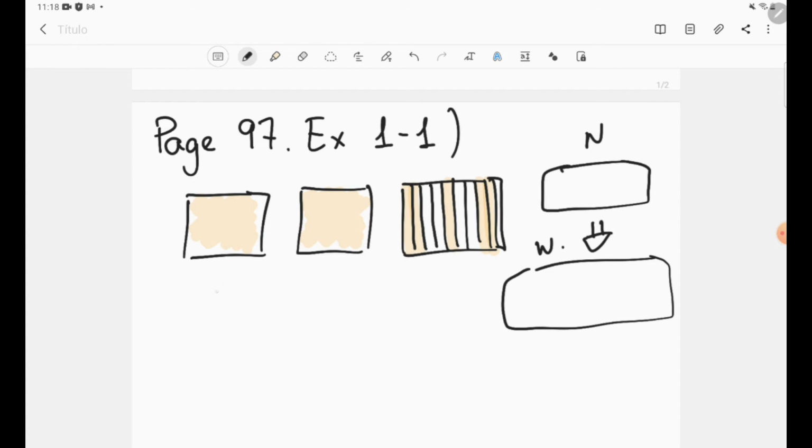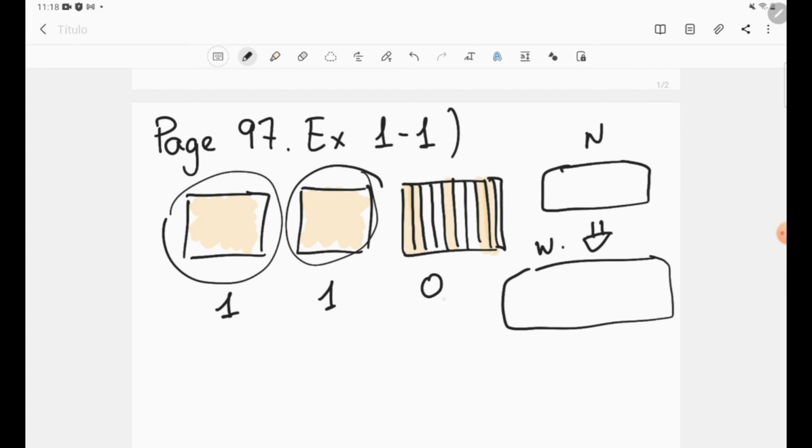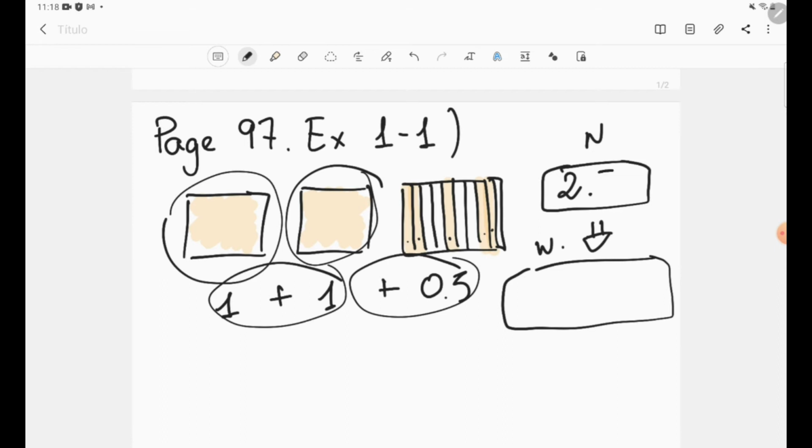So this figure represents 1 because it's full color. This figure represents 1, and this figure represents 0.1, 2, 3, 4, 5. Okay, so altogether it is 1 plus 1, 2, plus 0.5. Okay, you can write it with letters like this: 2.5.